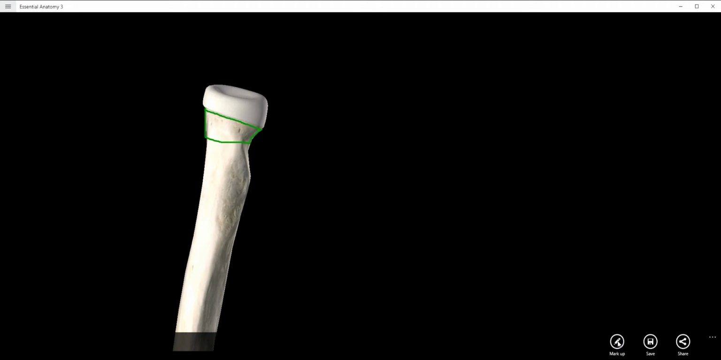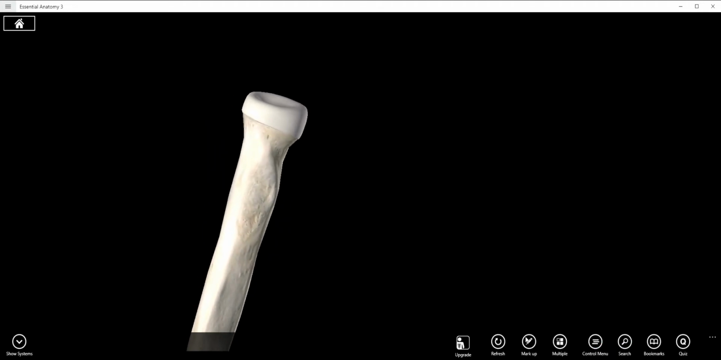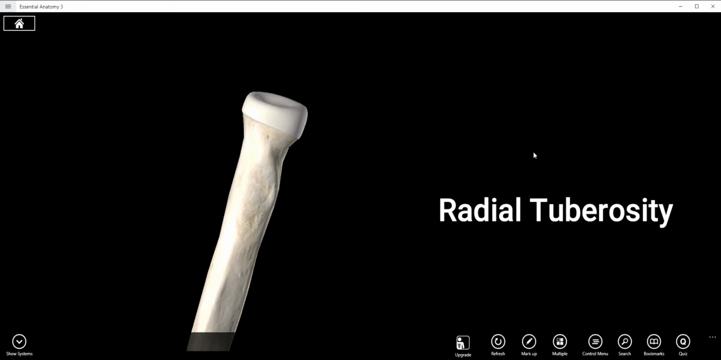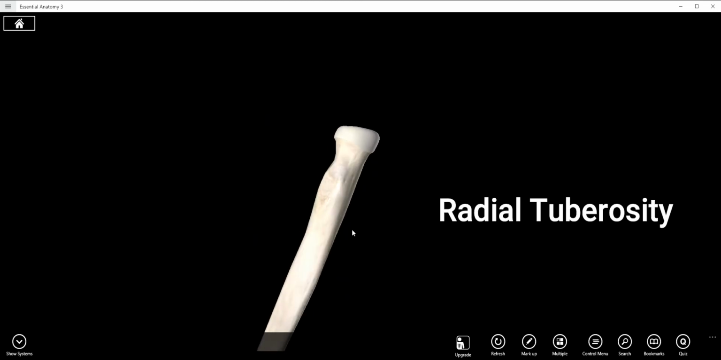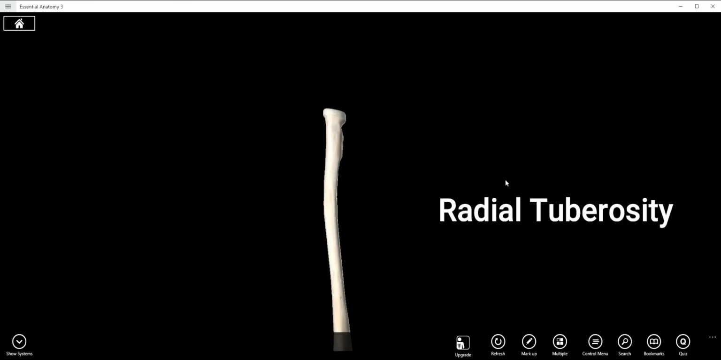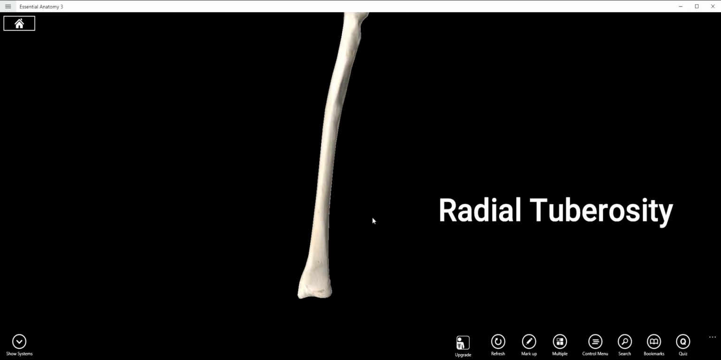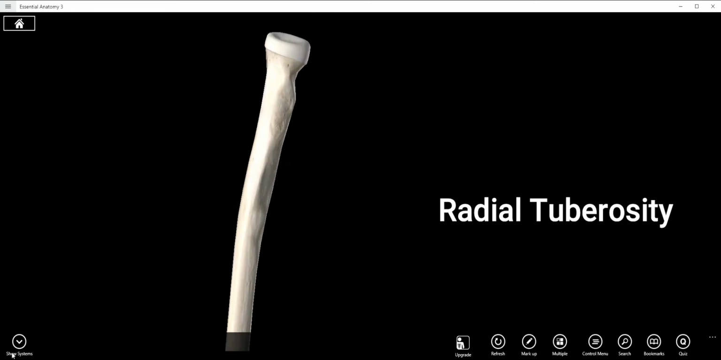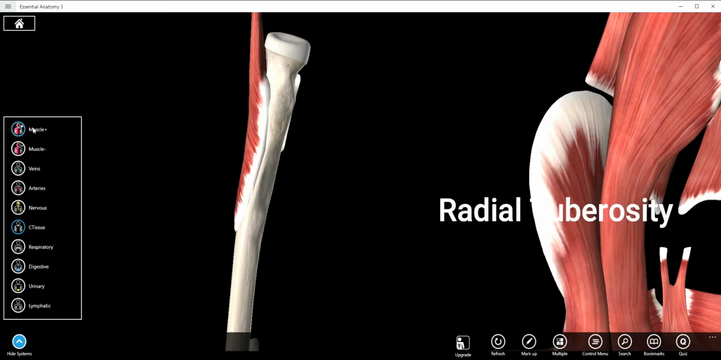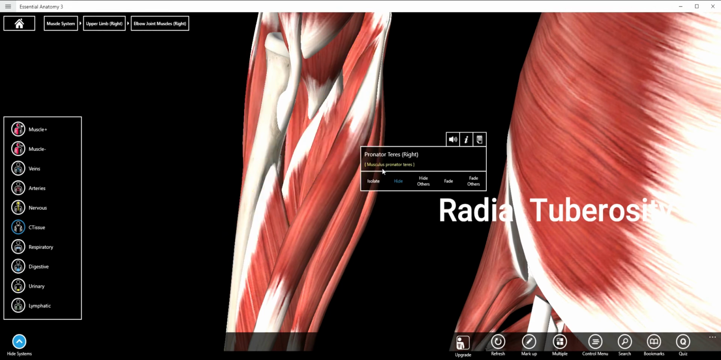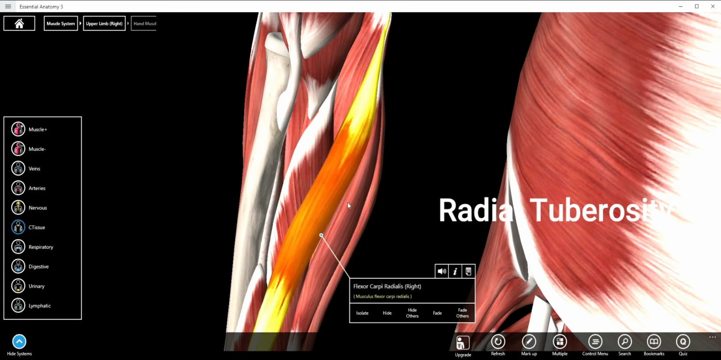Below that is this fairly large structure right here. This is called the radial tuberosity. We're going to add some muscle back because this is the attachment site of the biceps brachii. So let's go ahead and add in some muscle. There we go. And I should preface that it's actually one of the attachments of the biceps brachii.